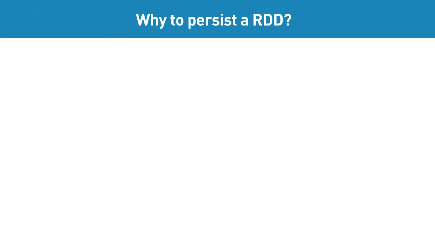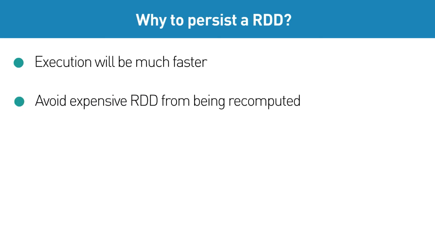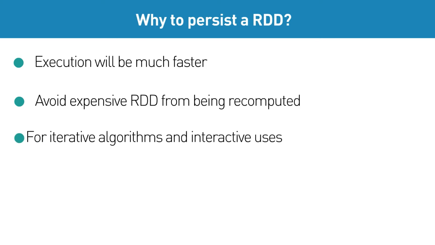Why persist an RDD? Since the persisted RDD is not recomputed and can be fetched from the memory directly, the execution will be much faster. This can also be used when an RDD computation is expensive. By persisting an expensive RDD, we can avoid it from being recomputed in the case of node failure. RDD persistence can be used for iterative algorithms and interactive uses.